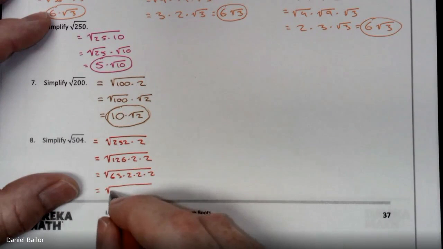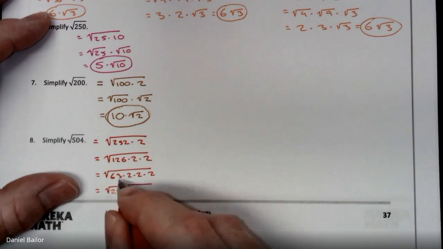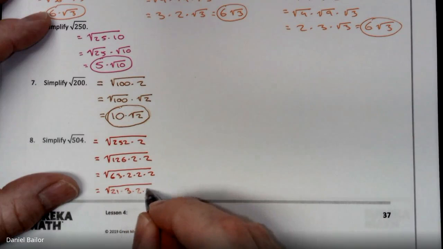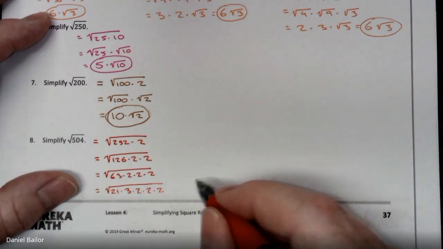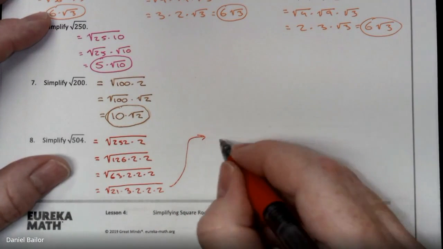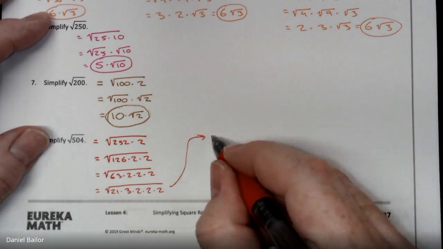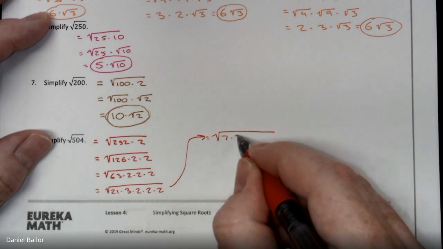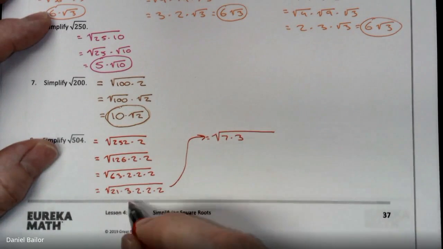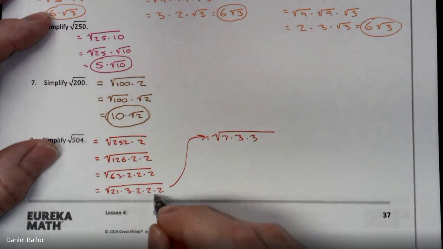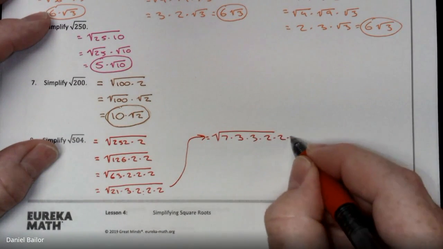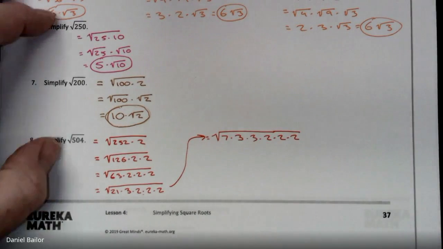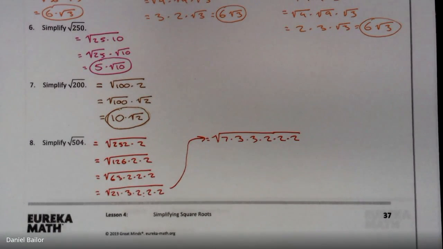Let's do 21 times 3 makes 63. Don't forget to keep your 2's. Let's move it up here because I'm running out of room. 21 is 7 times 3 with this 3 and my 2's. So that is broken down as much as possible into primes.